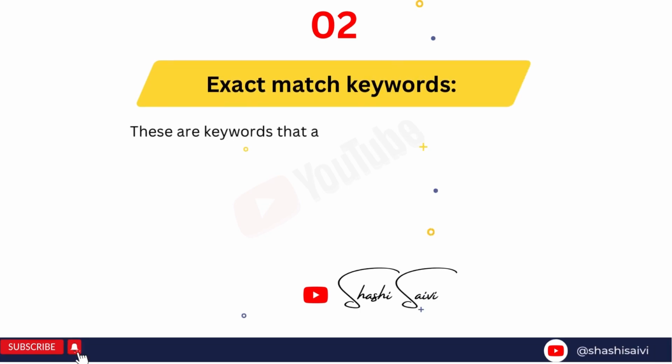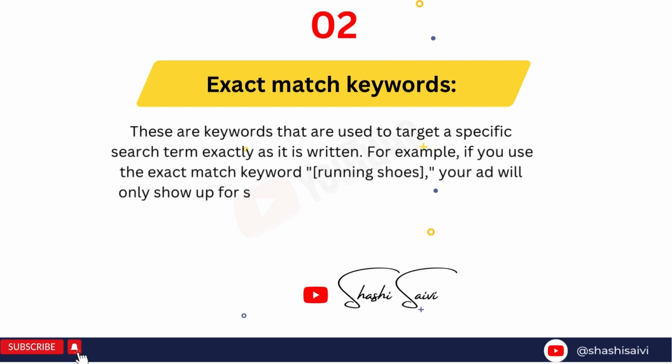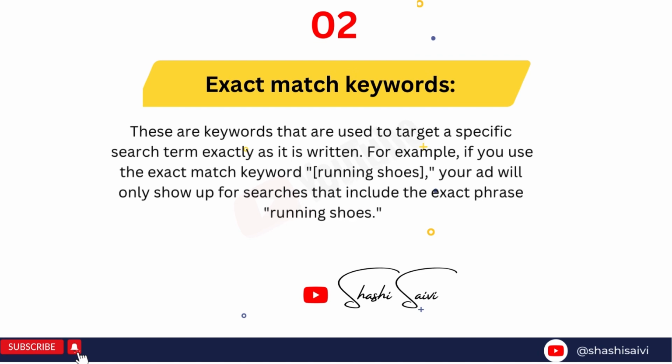Exact match keywords. These are keywords that are used to target a specific search term exactly as it is written. For example, if you use the exact match keyword running shoes, your ad will only show up for searches that include the exact phrase running shoes.